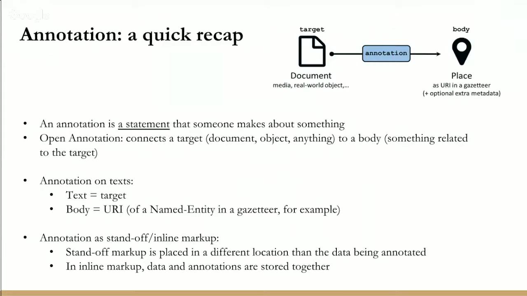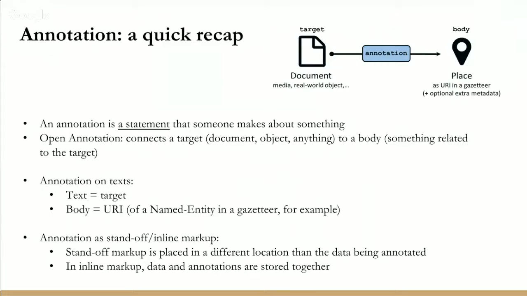A particular data model for annotation workflows in collaborative environments, and frequently in the digital humanities in particular, is the open annotation, which I use as a case study to explain what an annotation is. It is essentially a way of connecting a target, that is a document or an object or whatever you are operating with, to a body that is something external to the target but related to it in some way. So for example, in this case, you have a document with the mention of a place, and your annotation connects it to the place name identified in a gazetteer as a URI.